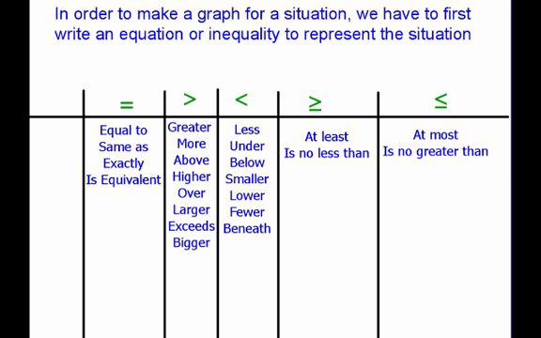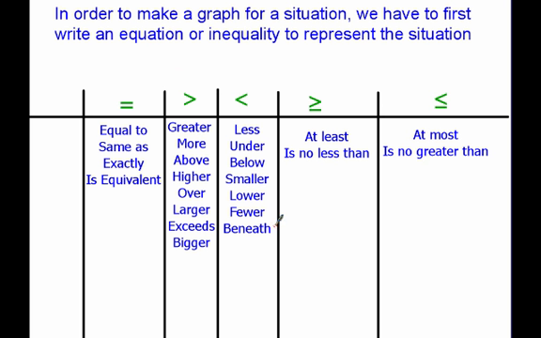I've got this table, and a lot of these words you've seen before when we were doing word problems. These are just some common words that will help me to figure out whether I'm talking about an equation or an inequality when I am working with a word problem. So for equal, we've got equal to, same as, exactly, is equivalent. These all tell us that I'm dealing with an equation. I'm not going to go through each one of these. You can write them down.